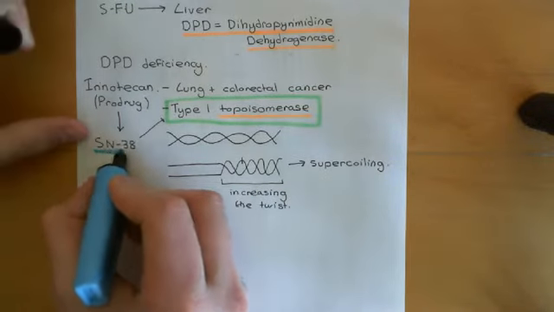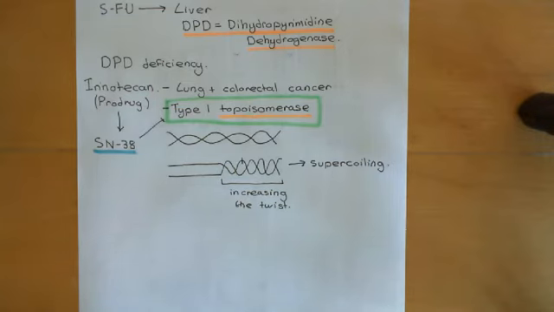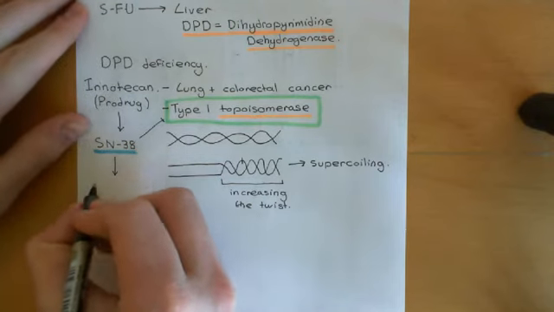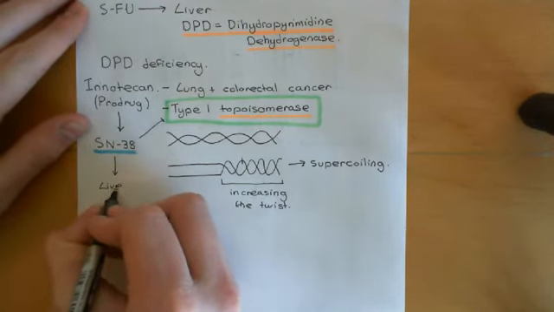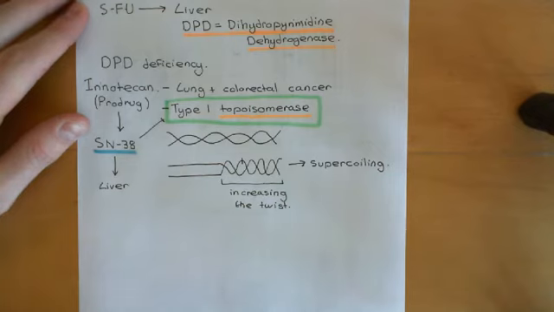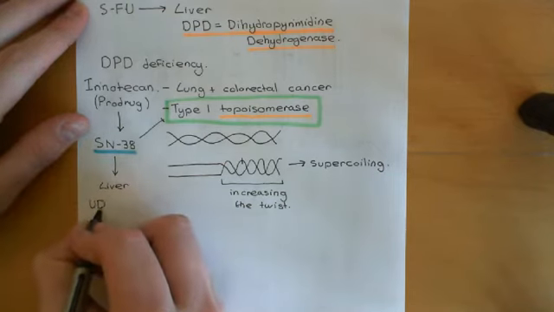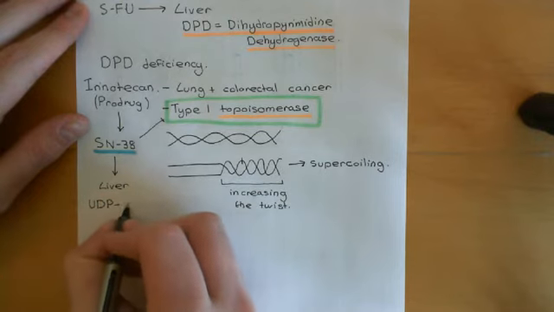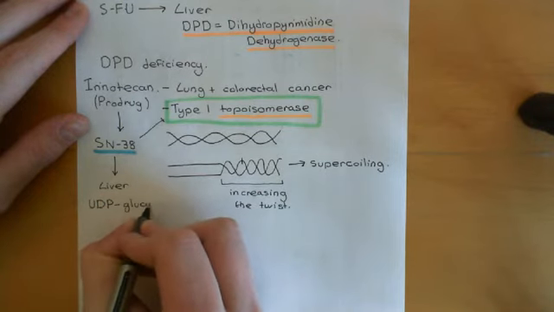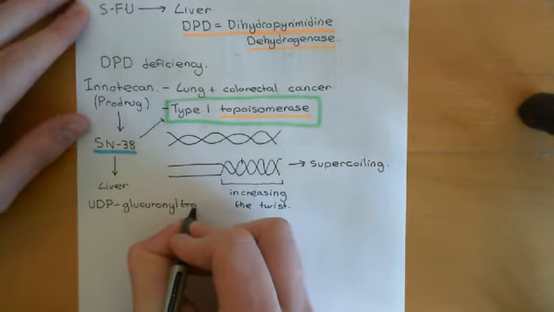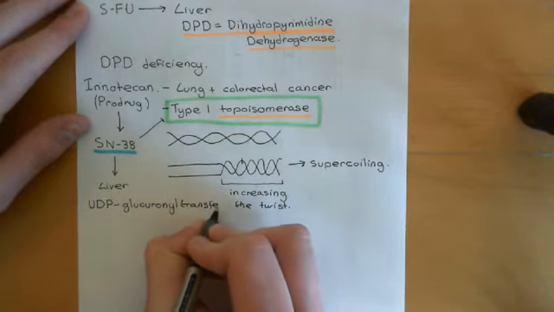Then what happens is SN38 is deactivated again by a liver enzyme. So SN38 will then go to the liver and be deactivated by an enzyme with a fantastic name known as UDP glucuronosyltransferase 1A1. So glucuronide and then transferase, is it going to fit in?